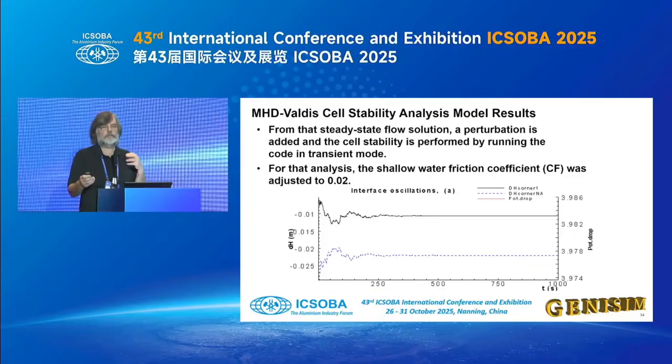Okay, and then the last thing that MHD Valdez is doing, that is the most important for people studying stability, is to run a transient and then to get from that a damping rate for the wave. And at this point, it's important to quote the friction factor that you use in your model to get this damping. And here I use the 0.02 friction that is quite low, and still I get a very stable prediction.